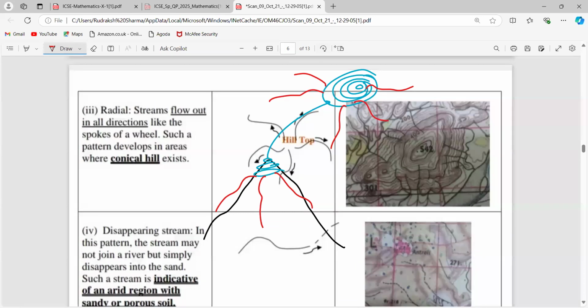So when there is one spot height, say 200, and there are many streams coming this way, like this, like this. This is the case of radial pattern, which forms a roughly circular type of structure. You can see a circular type of structure like you can see here. These are radial, these are radial, these are radial. Are you getting my point?